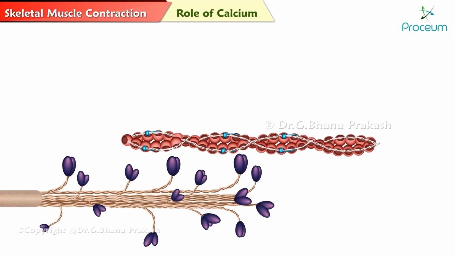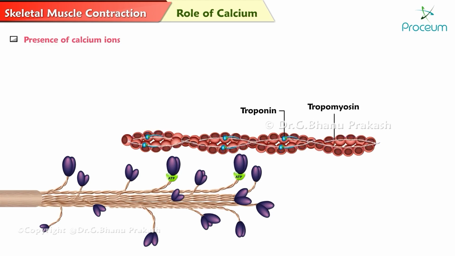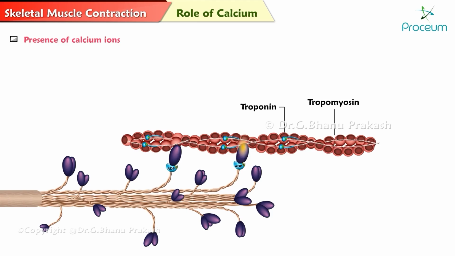In a resting muscle cell, that is, in the absence of calcium ions, tropomyosin blocks or inhibits myosin binding sites on actin. When calcium ions are present, calcium binds to troponin, causing a conformational change in the troponin complex which causes tropomyosin to move, which opens or exposes the myosin binding sites on actin. This results in interaction between the active sites on actin and the heads of myosin.